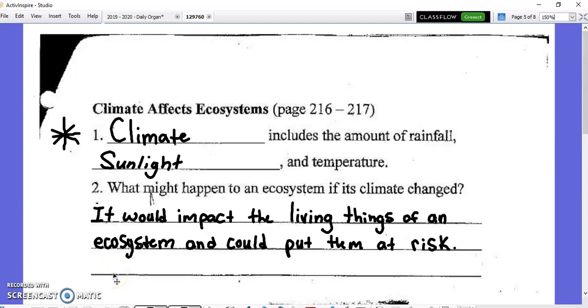Climate is another non-living factor that impacts ecosystems. Climate is the amount of rainfall, sunlight, and temperature that we get in an area. What might happen to an ecosystem if the climate changed? It would impact all the living things of an ecosystem and would put them at risk.